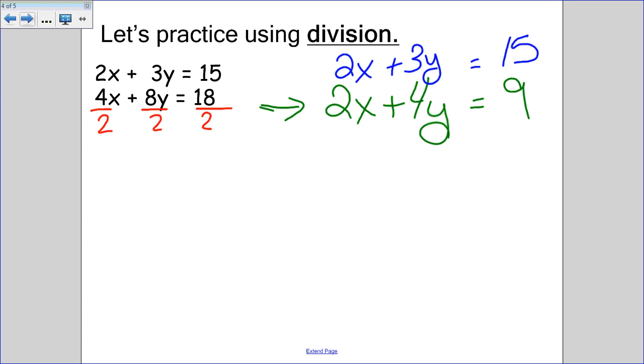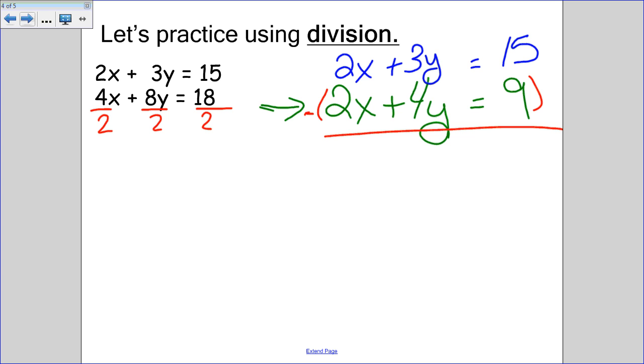Hey, look closely at your variables. Do we have coefficients that are opposites in this case? Do I have something that's a negative 2 and a positive 2, or a negative 7 and a positive 7? I don't think so. It looks like we have coefficients that are the same number, right? 2x and 2x. So we need to subtract our second equation.